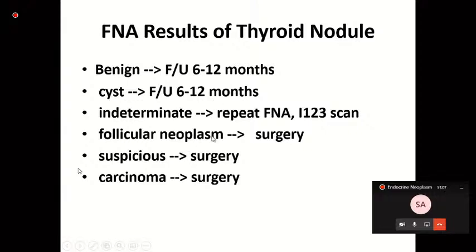Can we diagnose follicular carcinoma or adenoma in FNAC? Anyone know? Actually, in follicular neoplasm, we cannot say in FNAC whether this is adenoma or carcinoma, because we have to assess the capsule. The capsule, we cannot assess in FNAC.